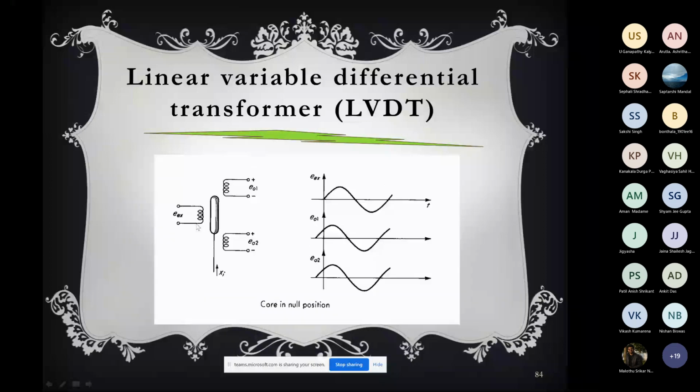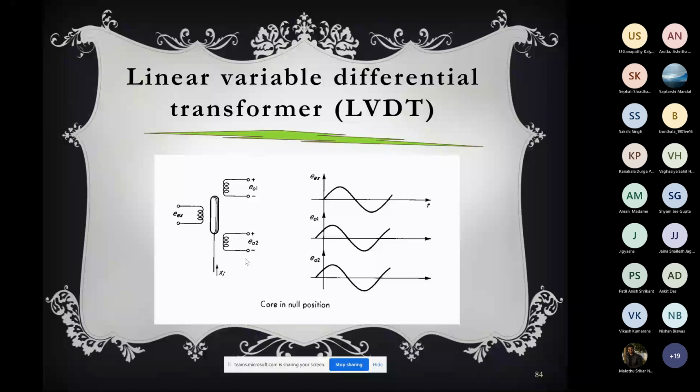Now, when the shaft is displaced, the core is also displaced. If the core is displaced, the amount of voltage induced in the two secondary coils changes. Based on that, if we measure these two outputs, or the differential of these two outputs, we can relate that output to the displacement of the core, which is the displacement you want to measure.